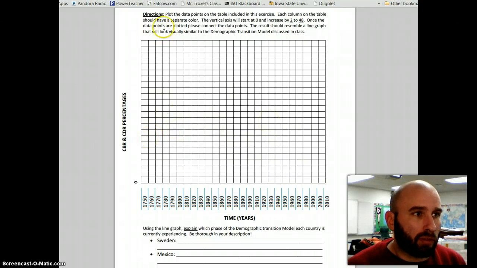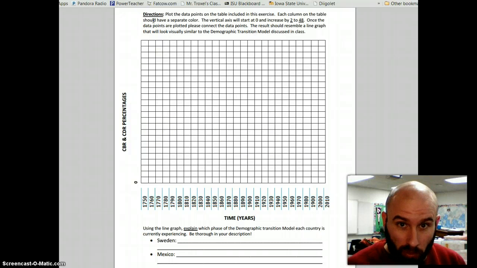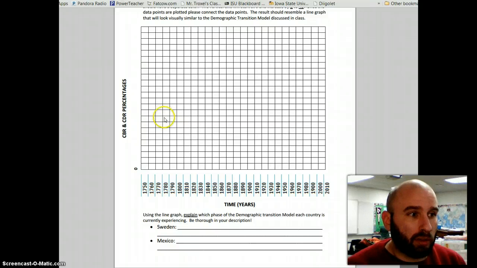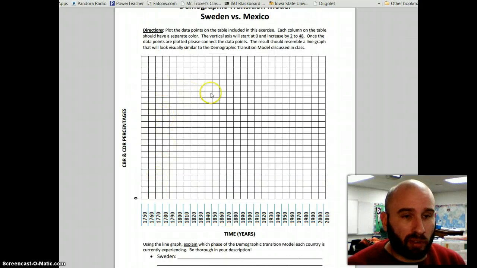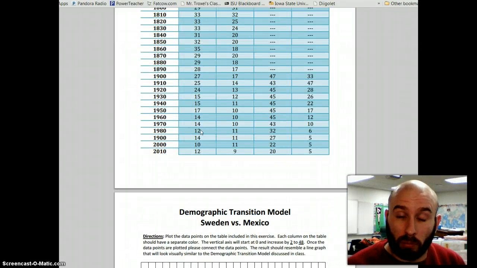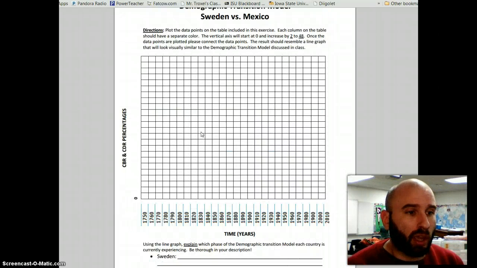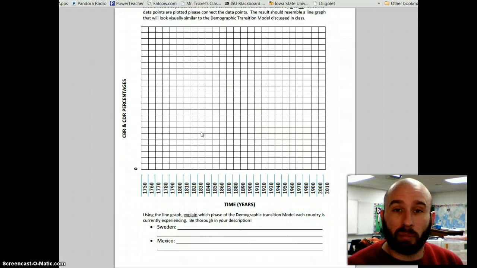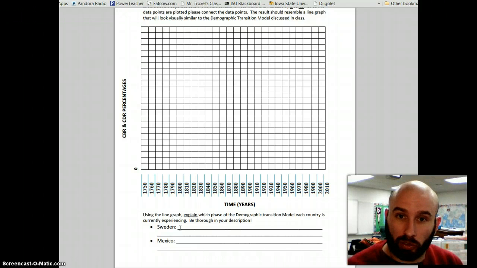And as you go down here, this is what I want you to use. Now, you're going to have to read the directions. You can do that. It's only a paragraph, and it's going to explain how I want you to set up this graph. But essentially, you're going to plot these lines on this graph, and you're going to see the demographic transitional model emerge for both Sweden and Mexico. So it's a case study of a developed country, that being Sweden, and a developing country, that being Mexico. And then lastly, what I want you to complete before you submit this to your sub today is this last one. You need to explain which phase each country is currently in according to the demographic transitional model.